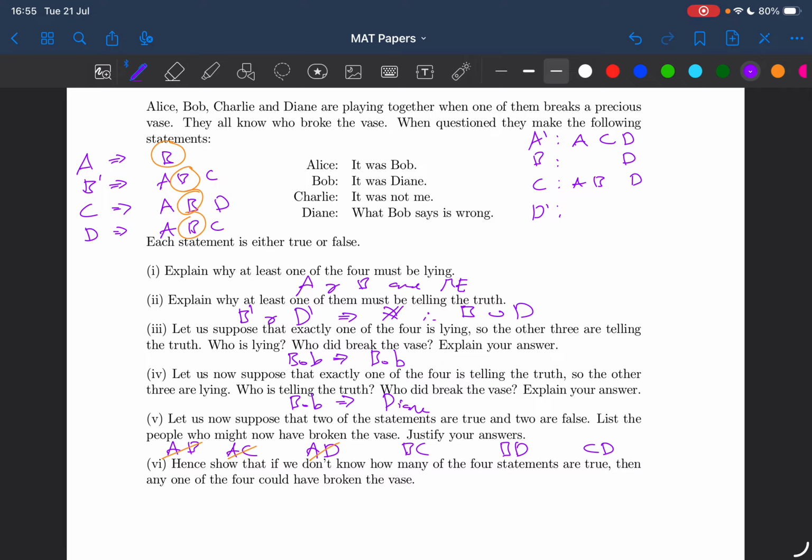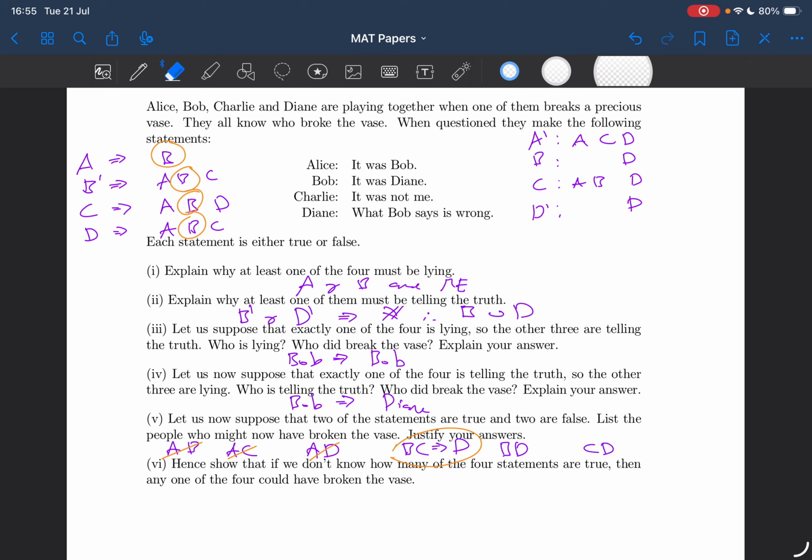And Diane is lying. So what Bob says is wrong. It was Diane. Oh no, so hold on. Diane is lying. What Bob says is wrong becomes what Bob says is correct. So therefore it was Diane. Aha, Diane's been rumbled. So if we have that Bob and Charlie tell the truth, it must be Diane. So that's one of the ones that is valid.